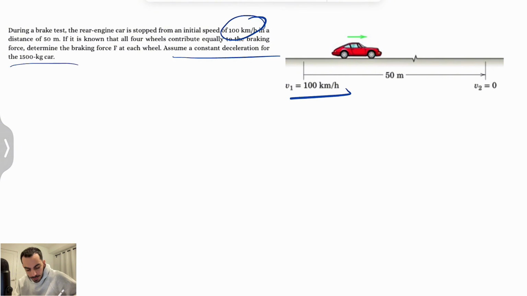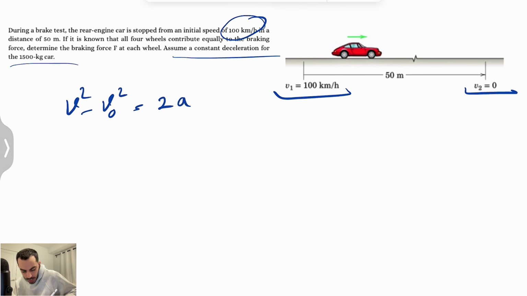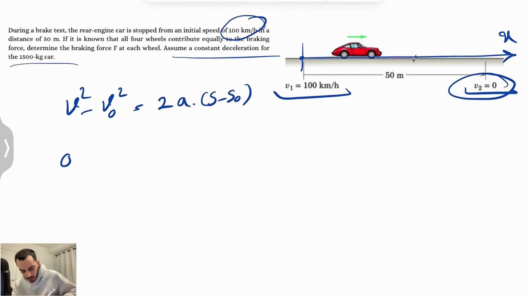If you look at this figure, we see that we have the initial velocity and the velocity at the end of these 50 meters. So if we go with our formula, v squared minus v0 squared is equal to 2a times the distance this car is traveling, which is basically 50 meters. So we can call it s minus s0, and let's put our x-axis here, and this is going to be our 0. So we consider s0 to be 0, and our s would be 50 meters. The velocity at the end is the v that we have here, so 0 squared minus 100 kilometer per hour.